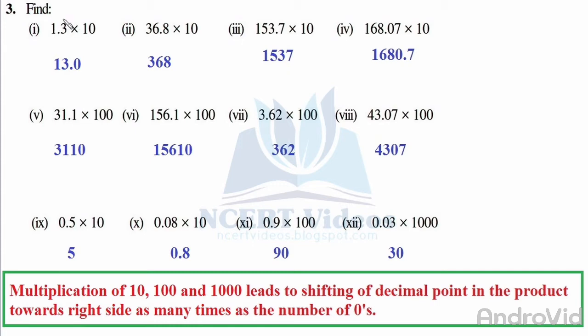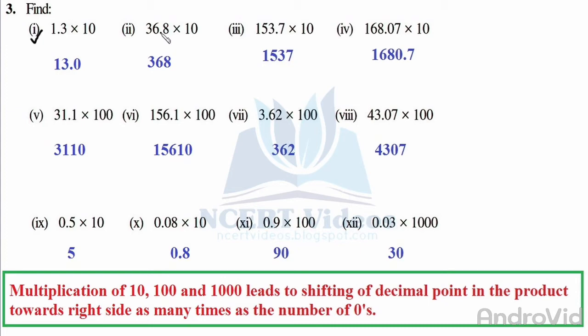Just multiply. 13 into 1 is 13. Now the number of zeros is only 1, so we will shift one time. Initially we were here, and we moved here. So what does it basically mean? It means 13 whole number. Even if you don't write 0.0, it will suffice your purpose.